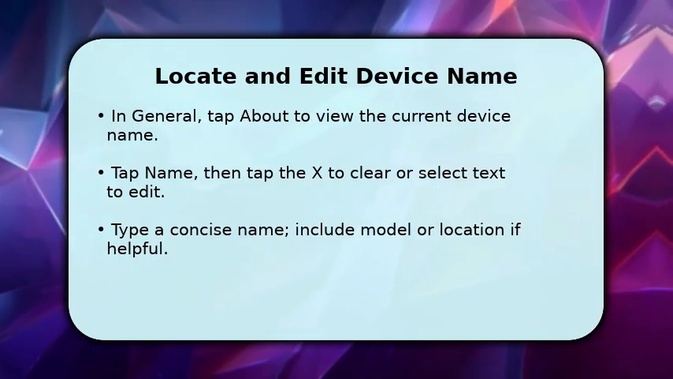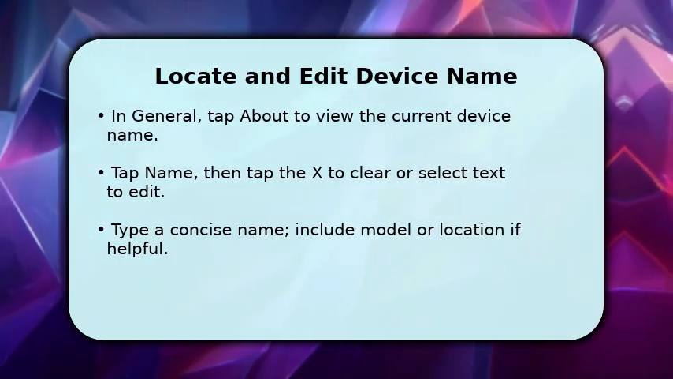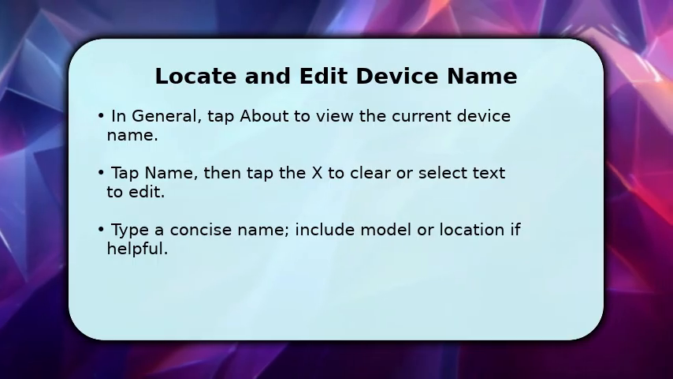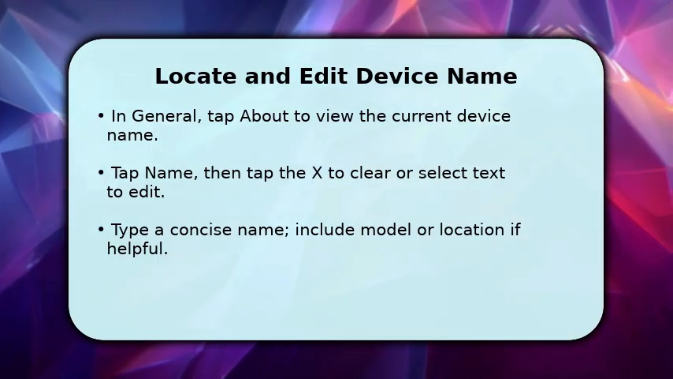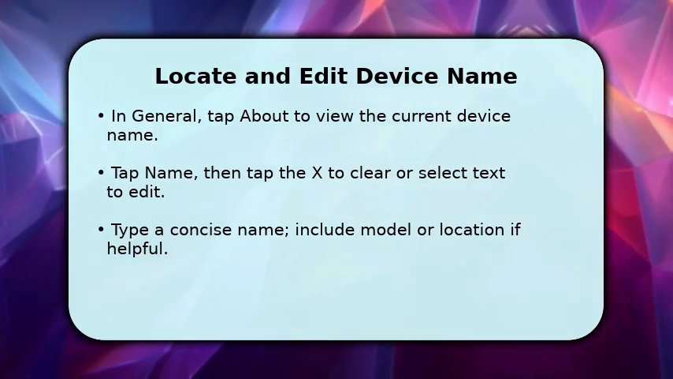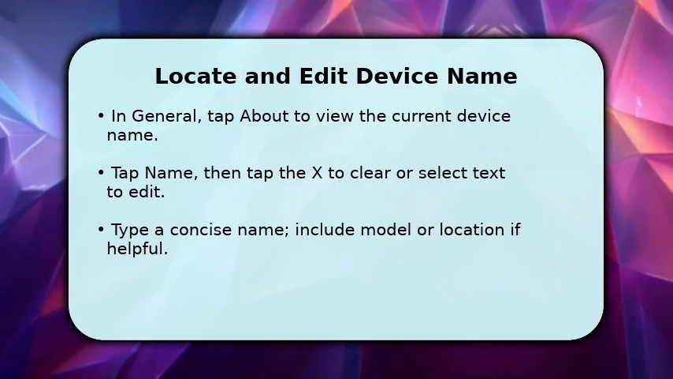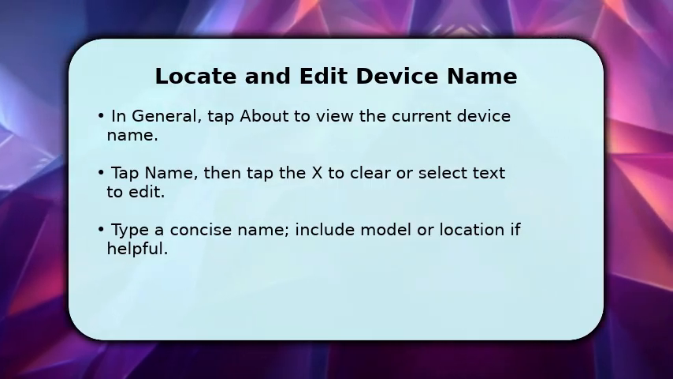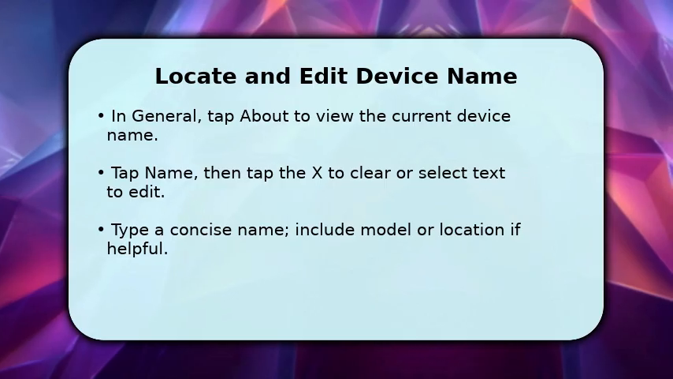Type a concise, descriptive name. For example, include the model or room like Alex's iPhone 14, so it's easy to spot. Make sure you avoid special characters that can cause display quirks. Once finished, press Done on the keyboard to apply the change locally.